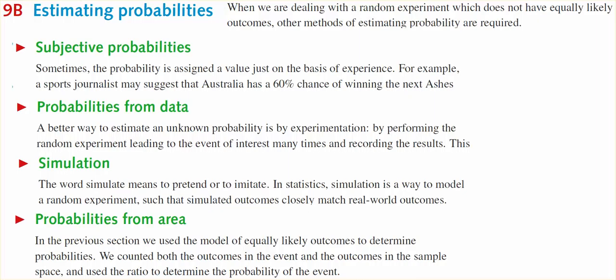Probabilities from data, probably a better way, as we run an experiment. By performing this random experiment a number of times, it can give us the probabilities of success or fail. Simulation, we could use a thing to pretend or to imitate. So I might roll a die and apportion a particular number to a particular event, or I might create a spinner, or I might put balls in a hat.